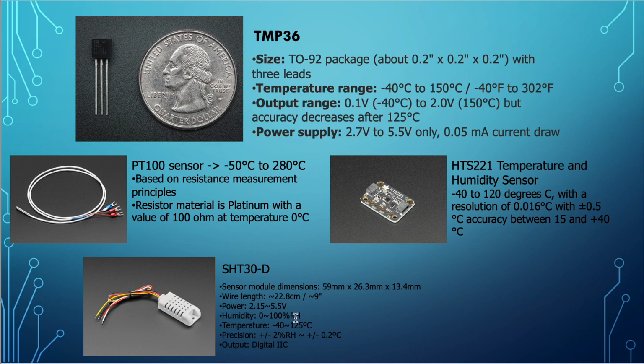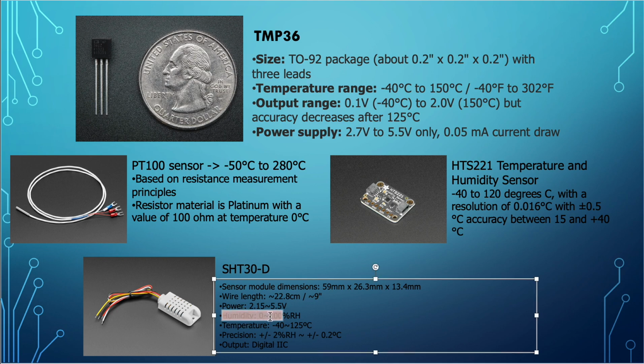Then again, we have another product. It is SHT30D, which has the ability to check the humidity from 0 to 100 range, and we have temperature from -40 to 125 degrees. So there are different products.